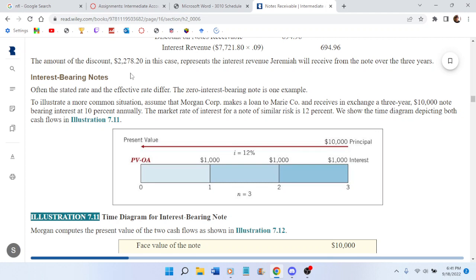They say this is a more common situation. Morgan Corp makes a loan to Marie Company. Oh, jeez. Yeah, they just... Three-year, $10,000 note bearing interest at 10% annually. Market rate is 12%.